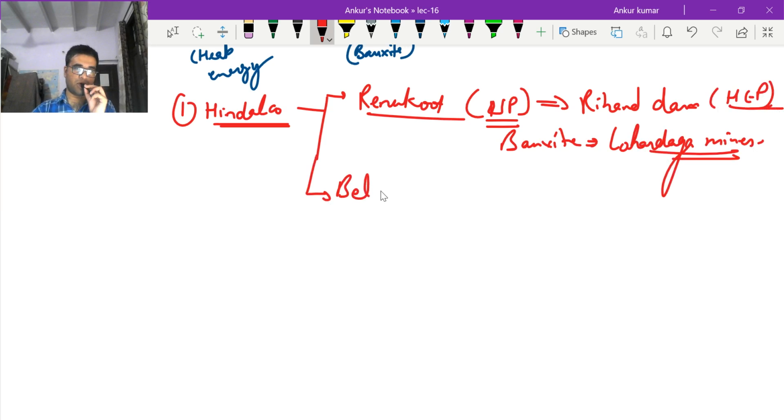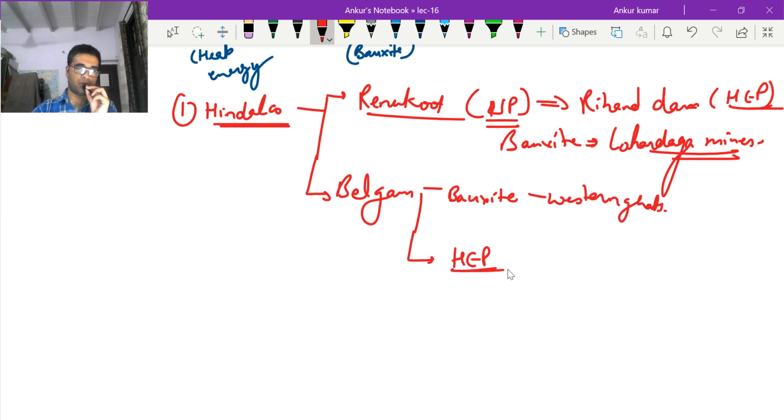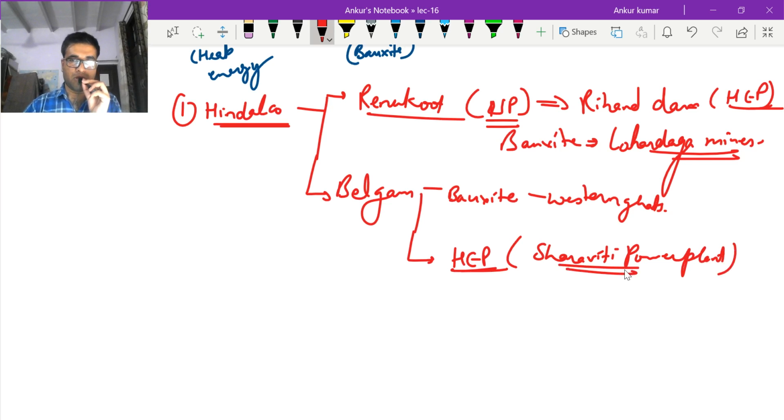The second plant of Hindalco on this location is Belgaum. Here bauxite is sourced from the Western Ghats, and HEP comes from the Saravati power plant. This is the second plant of Hindalco based on this location, where both I1 and I2 are performed close to each other.